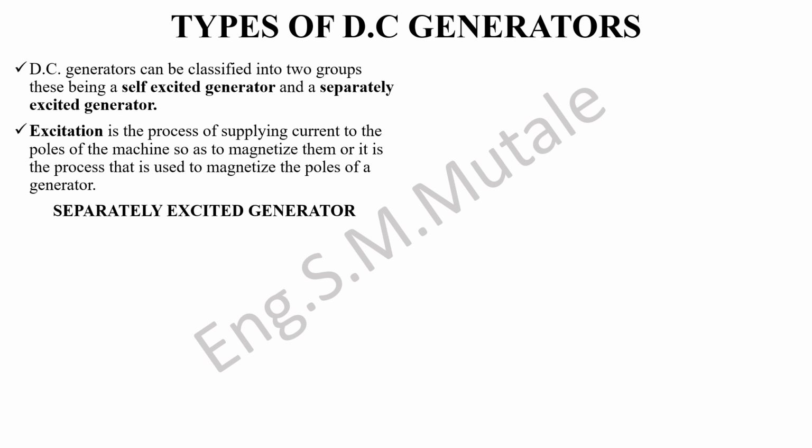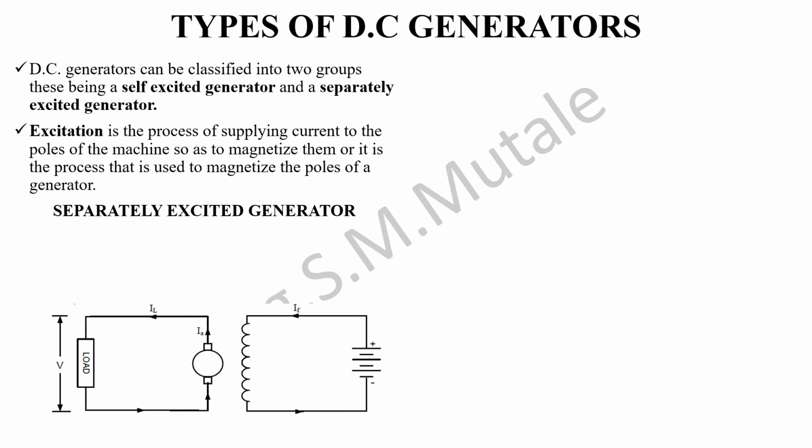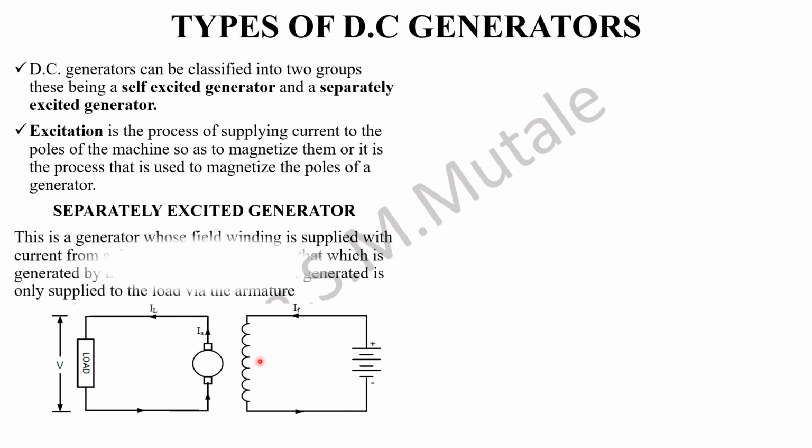Separately excited generators look something like that. You have your machine, with your load and the armature. Excitation is supposed to be done in the armature, but for this one it is not done in the armature itself. You've got an external source which is exciting it. So this is a circuit for a separately excited generator. With this, we shall look at the governing equations.